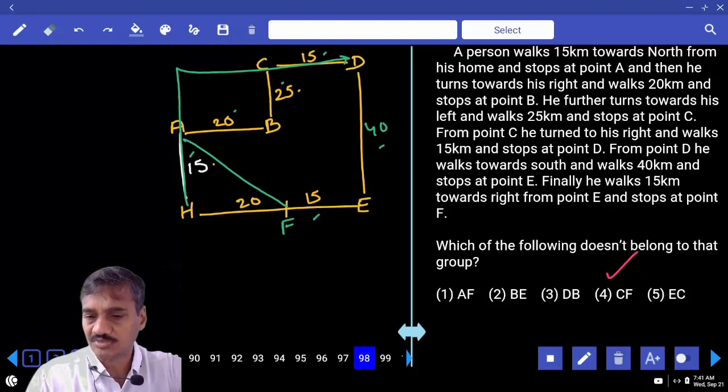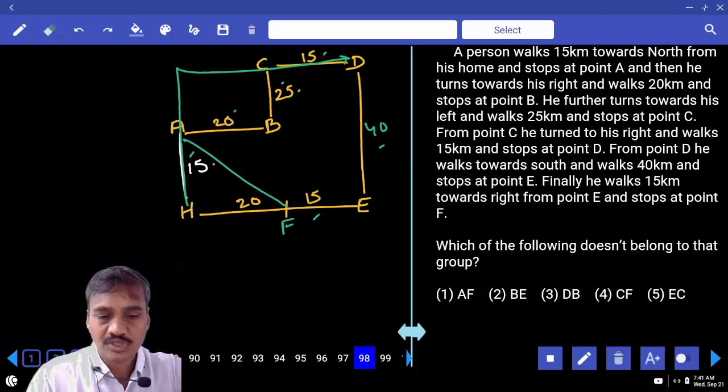Which of the following does not belong to that group? Hence A and F, that means A is to the northwest of F.